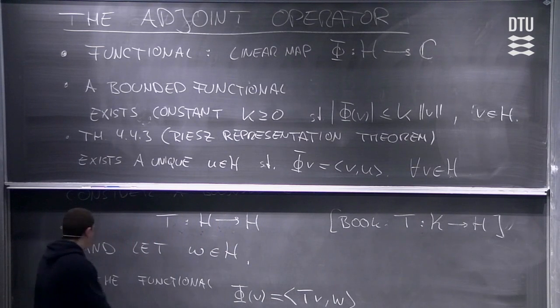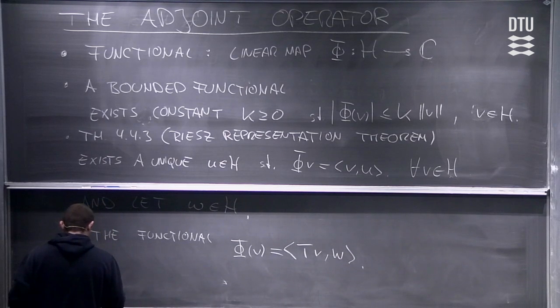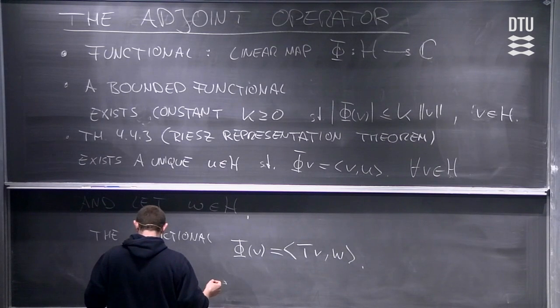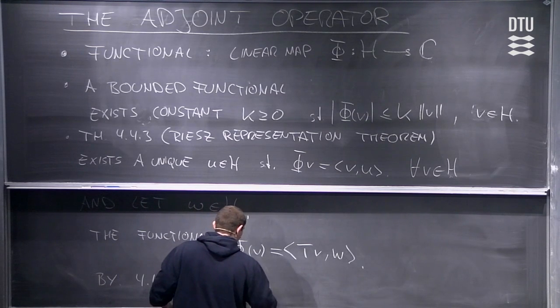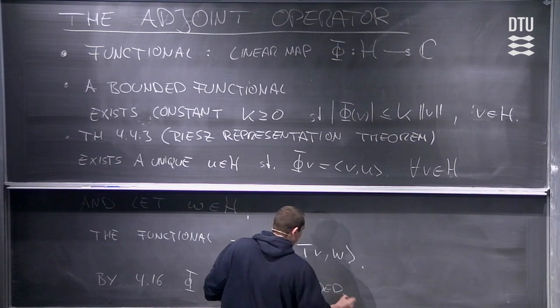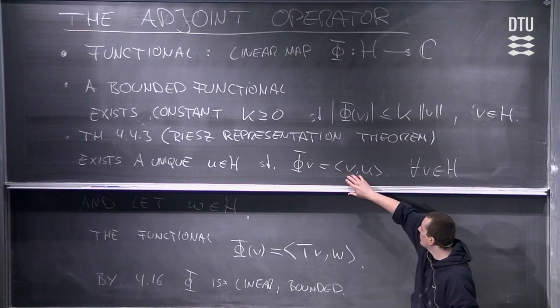Okay? And this you will show in an exercise today is bounded. So by exercise 416, phi is linear and bounded. Now, because it's linear and bounded, you can see we are exactly in the same setting as in the Riesz representation theorem. We have a bounded linear functional. Therefore, instead of writing this, we can write the value like this.